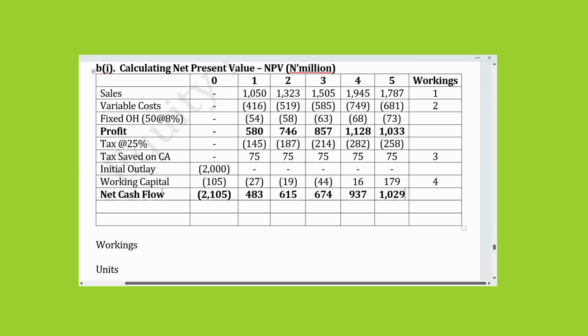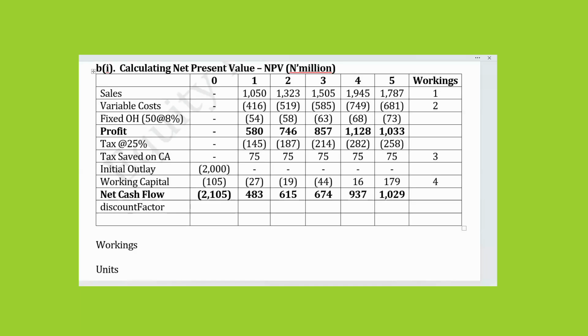With this net cash flow, you can then use any technique to appraise the project. You can use NPV, you can use internal rate of return, you can use modified internal rate of return, you can use project duration to appraise the project. So we are calculating NPV. So I then indicate discount factor.